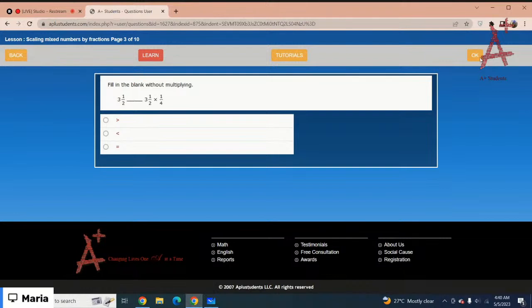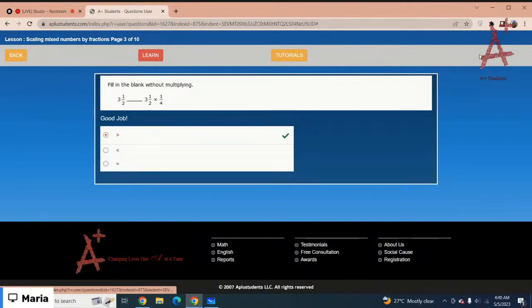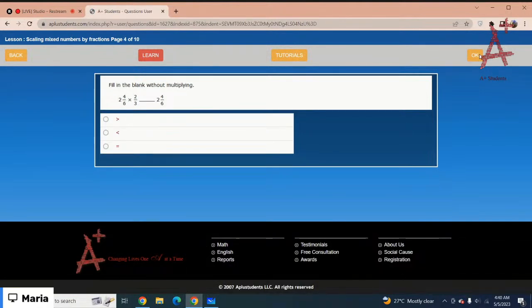3 whole 1 over 2 is greater than 3 whole 1 over 2 times 1 over 4, because 1 by 4 is less than 1, and it makes the fraction 3 whole 1 by 2 even smaller when it is multiplied by 1 by 4.